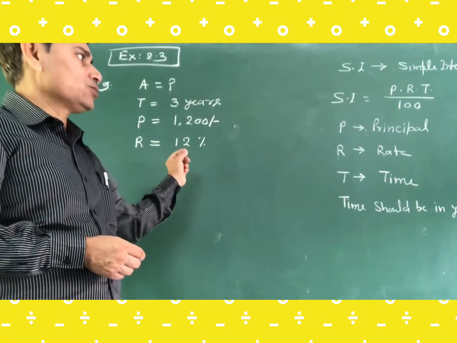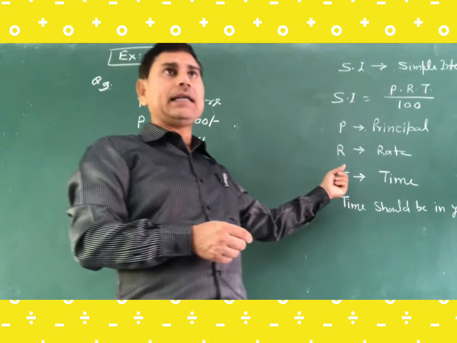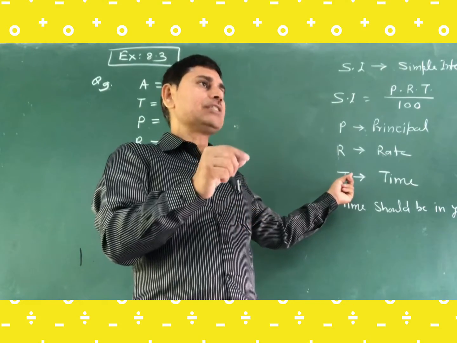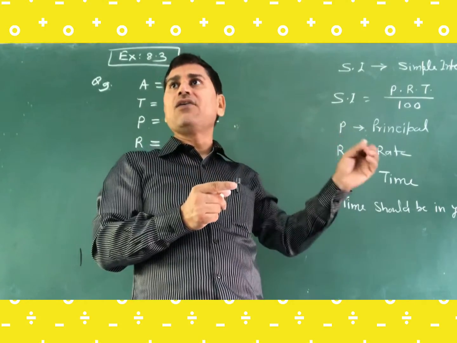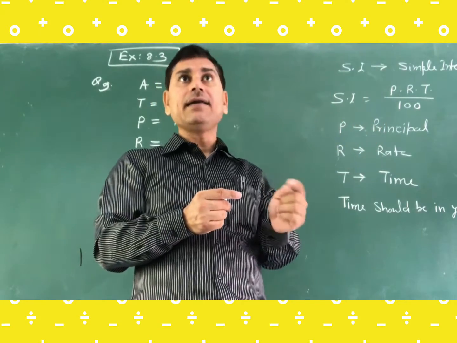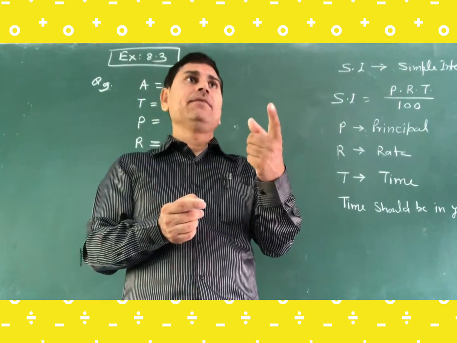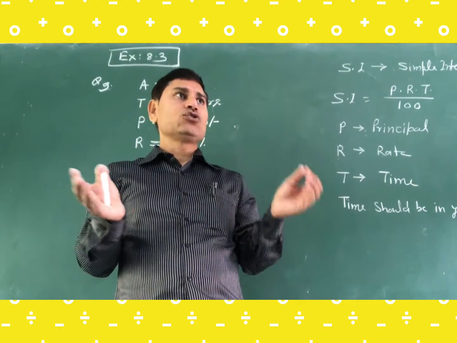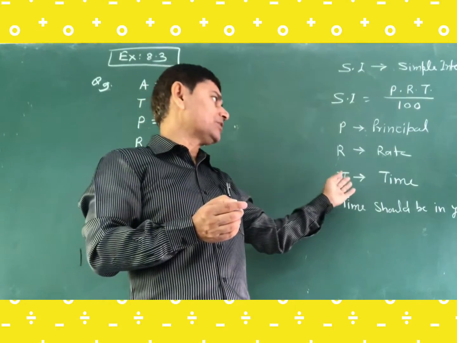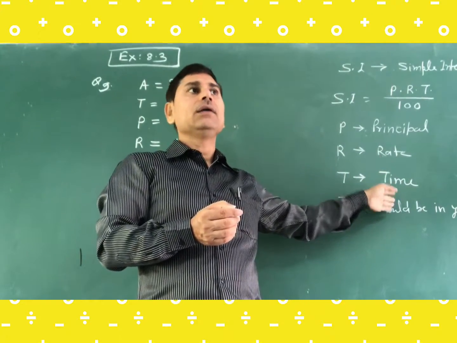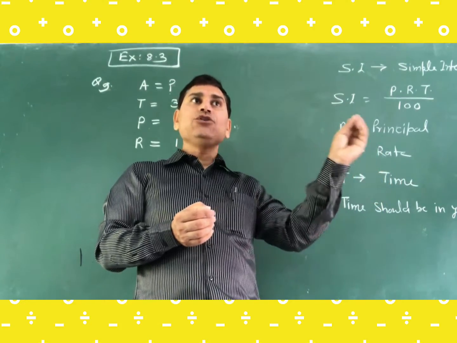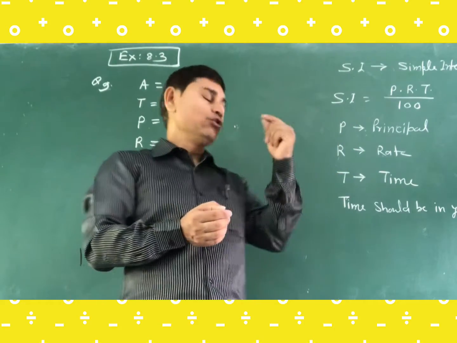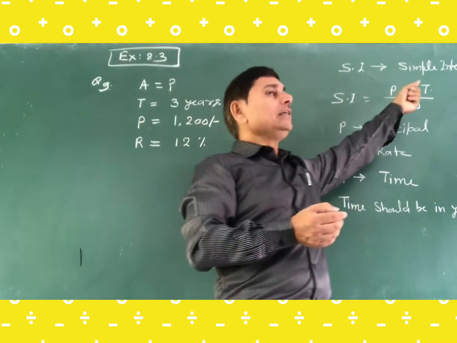I want to tell you once again that you will put all times in years. If the time is given in months, you will convert the months into years by dividing by 12, because 1 year equals 12 months. So if the time is given as 3 months, 4 months, 5 months, or 6 months, you will divide by 12 and write your time in years. Then you will put the time T in the formula.